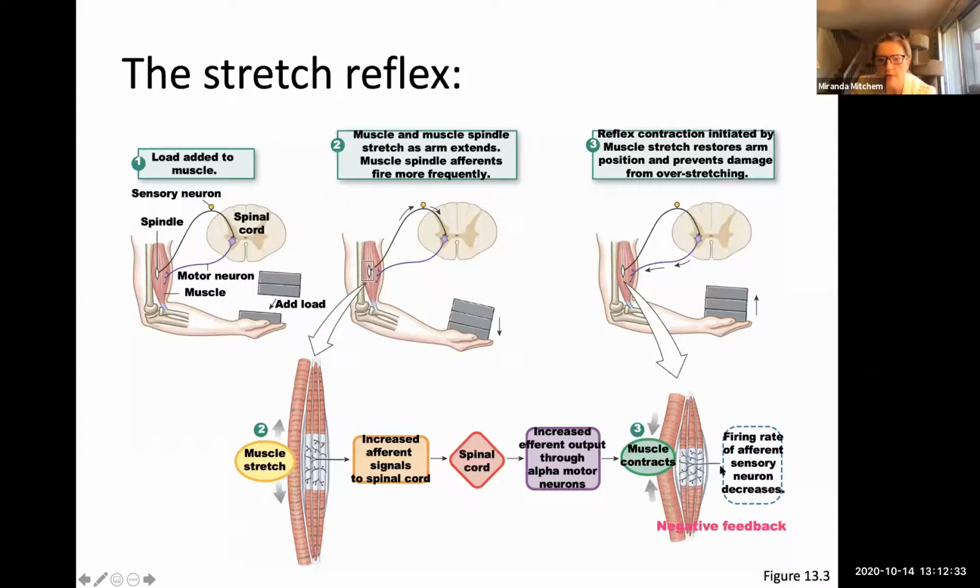That's the stretch reflex. This is under a negative feedback pathway where once we get the response, then we're done. Once we get back to the normal homeostasis, if you will, the response turns off. So the reflex is initiated by sensing the different position of the muscles in response to overstretching.